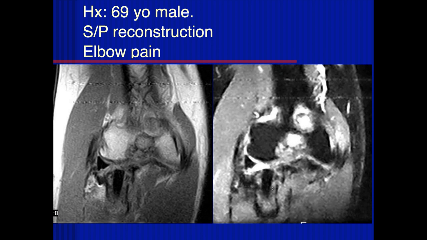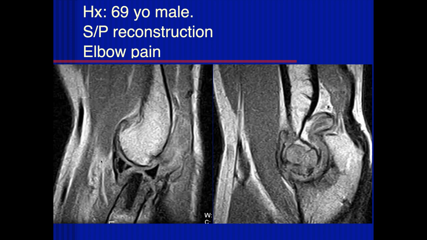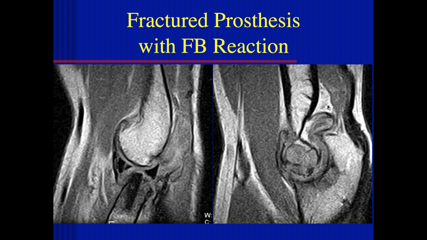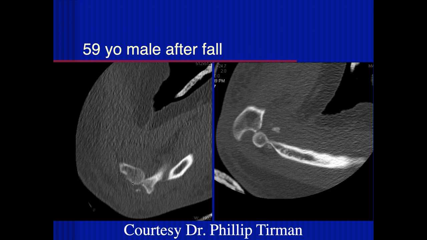So this is a 69-year-old male status post reconstruction, and we can see some postoperative changes within the proximal radius compatible with reconstruction, and it looks like there's some displaced low signal intensity material along the lateral joint space, so I'm concerned that this is hardware failure with displaced hardware components. Yeah. Okay, Ashu.